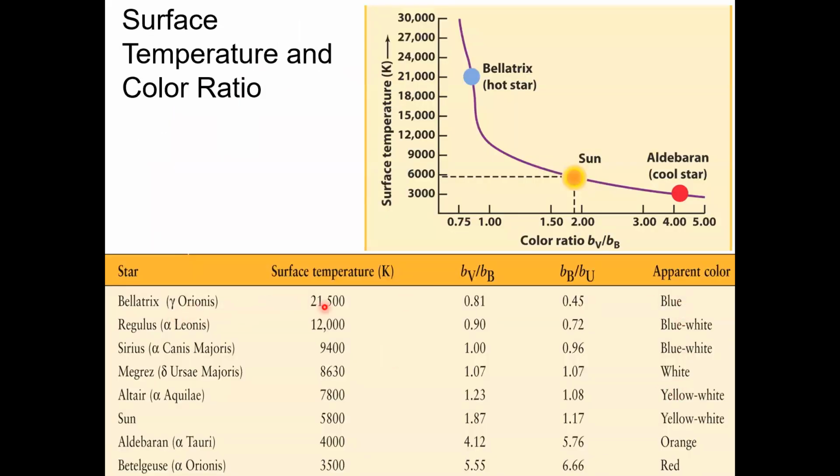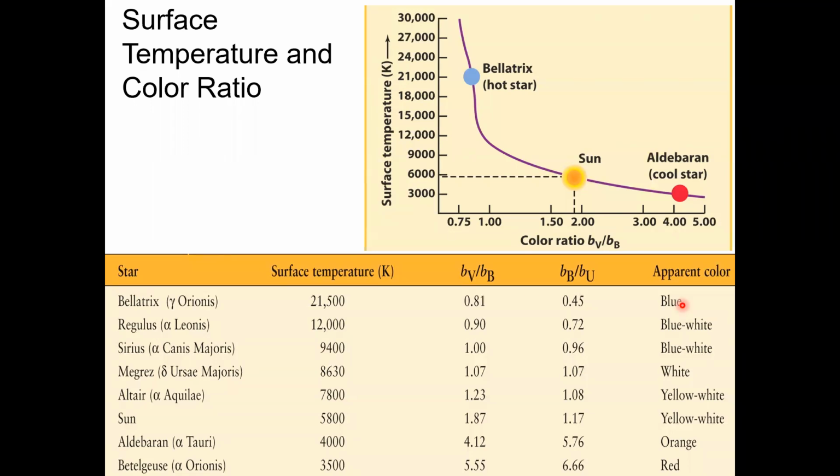So this is a very hot star, 21,000 Kelvin, Bellatrix in Orion, right? It's blue. You can see the blue star in Orion. Figure out which star in Orion is Bellatrix. It's blue in color.